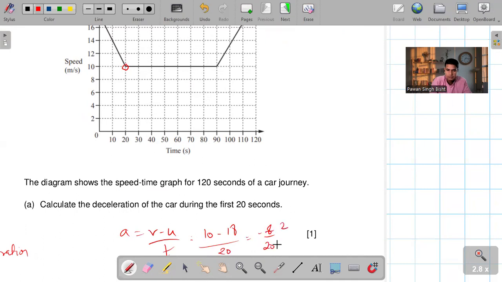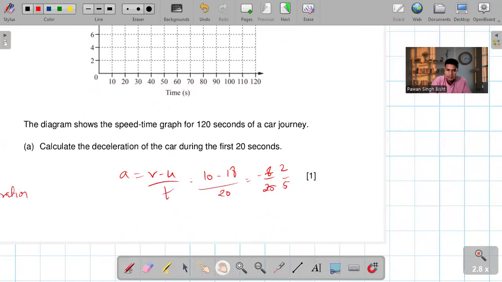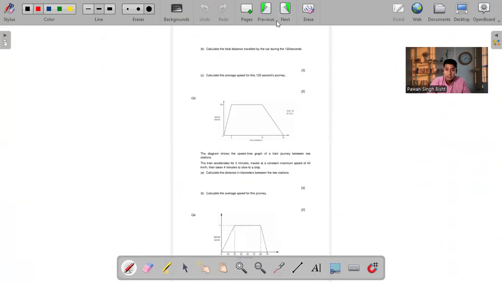4 times 2, 4 times 5. So minus 2 over 5 is coming. Minus 2 over 5 meter per second square. If you want to write it in decimal, you can write it as negative 0.4 meter per second square. That is your negative acceleration, or you can say retardation. I hope it is clear. Deceleration.